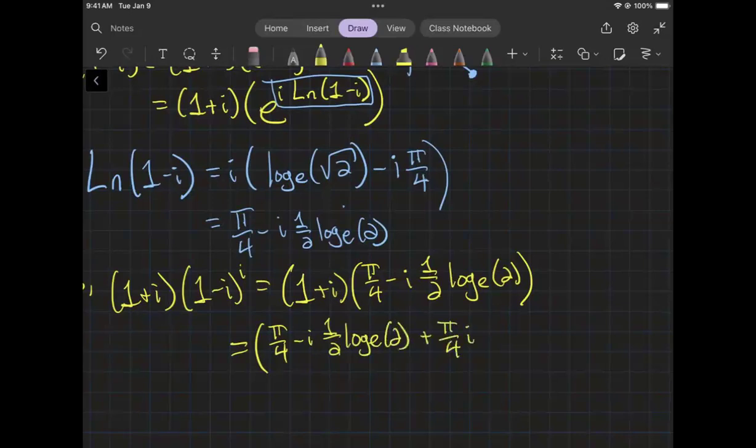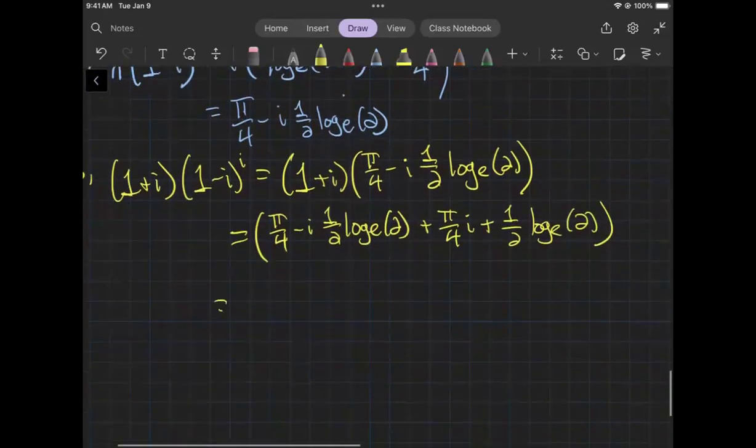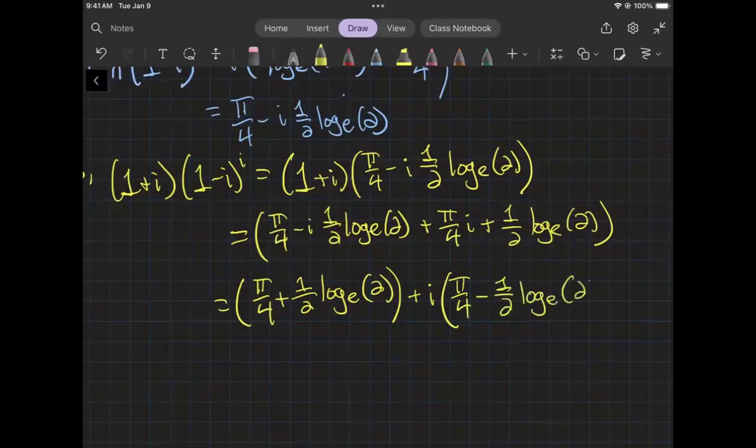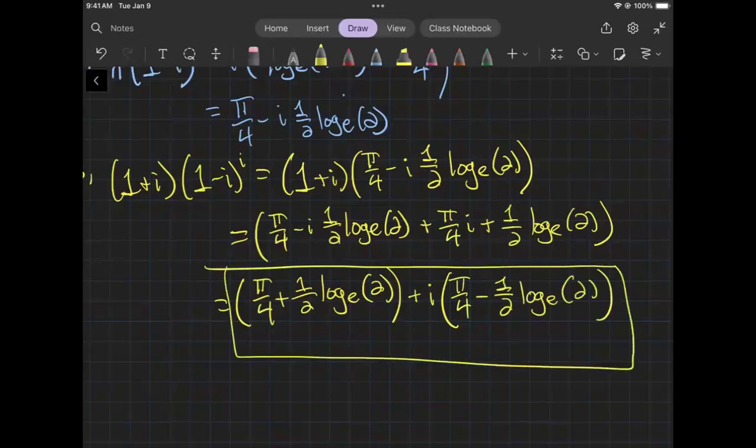So we will have pi over 4 minus I times 1/2 log base e of 2 plus pi over 4 I, and then a plus 1/2 log base e of 2. So this is equal to pi over 4 plus 1/2 times log base e of 2, that's the real component, plus I times the imaginary component, which is pi over 4 minus 1/2 times log base e of 2. Okay, that's how you figure out the derivative at that point.